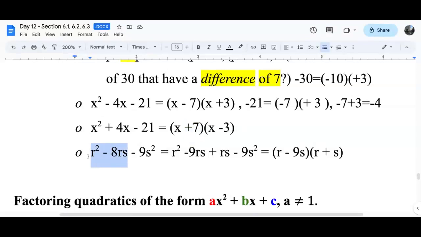This one, r squared minus 8rs minus 9s squared. To simplify, you could just think r squared minus 8r minus 9. Well, that's a negative 9 plus 1, right? Because negative 9 plus 1, that's negative 8. Negative 9 multiplied by 1, that's negative 9. So it has to be r minus 9s and r plus s.